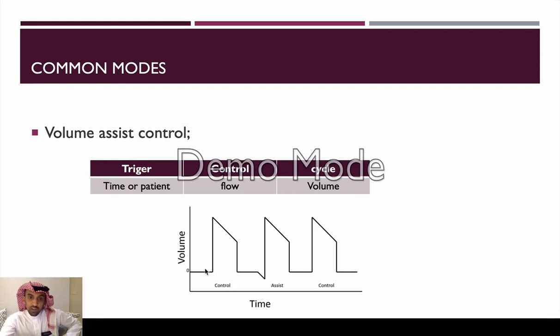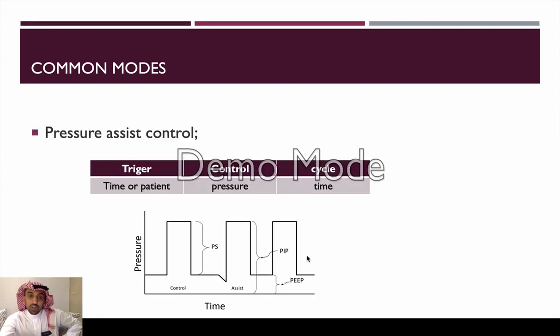So if you have here the graph showing, the first breath is the control breath, the second breath is an assisted breath, and you can tell that this is an assisted breath because of the dip here, indicating that this is an assisted breath.